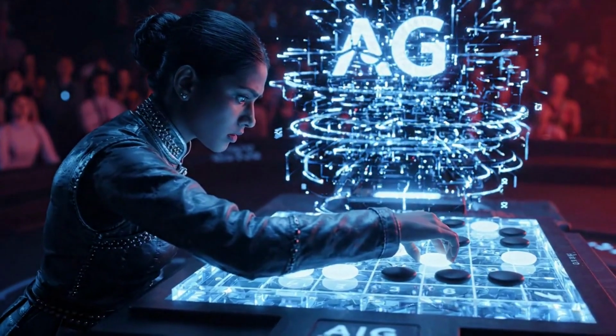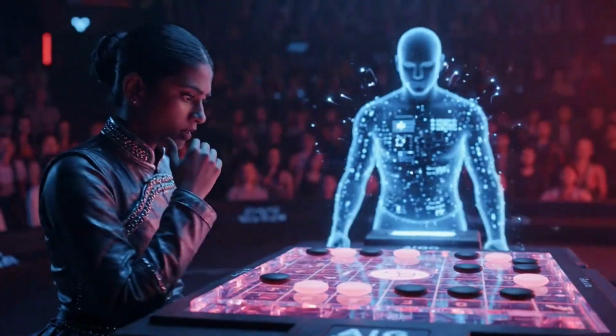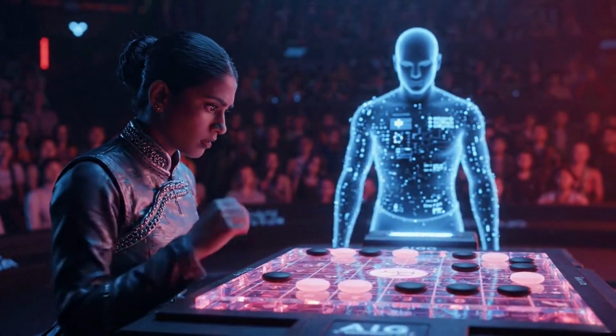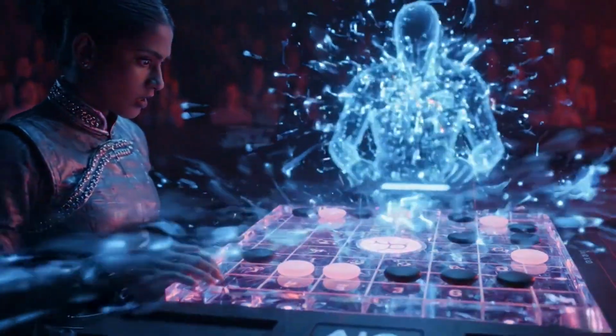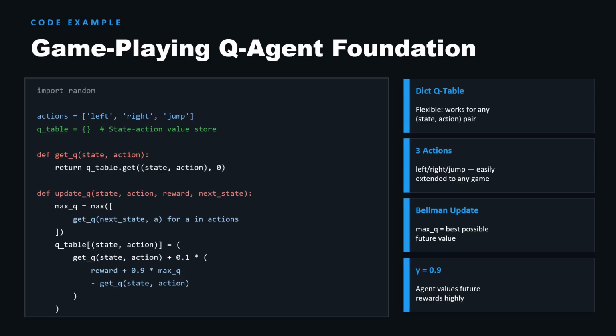RL made history when AI defeated world champions in complex games. The agent learns strategies by playing millions of games with states, actions, and rewards. This example shows a flexible Q-learning agent. It stores values in a dictionary, works with any state and action, updates values using future rewards. The agent learns by choosing actions like left, right, jump, and improves over time.